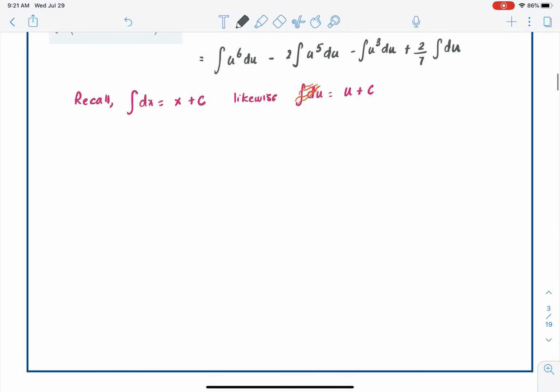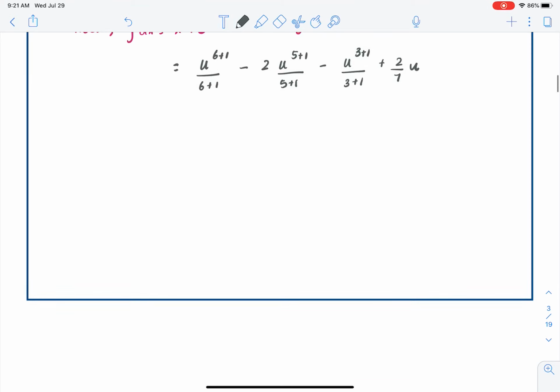So using the previous identity, the first integral would reduce to u raised 6 plus 1 over 6 plus 1 minus 2 times u raised 5 plus 1 over 5 plus 1 minus u raised 3 plus 1 over 3 plus 1 plus 2 over 7 u, which will give us u raised 7 over 7 minus u raised 6 over 6 times 2 minus u raised 4 over 4 plus 2 over 7 u plus c.